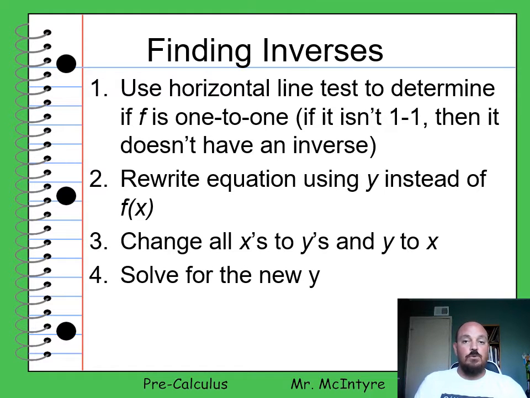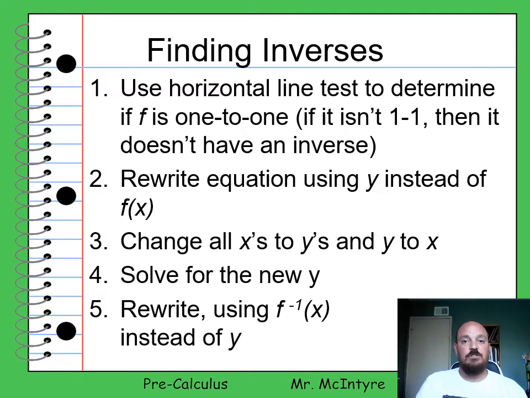You solve for the new y, which is what we did on the last one. It's going to be a few more steps than just dividing by 6. But basically, once you've done that, you have the inverse, and the last thing you want to do is rename it. So we're going to switch back to function notation. The new y, which is the inverse, we will call f inverse of x, or g inverse of x, or whatever the original was.